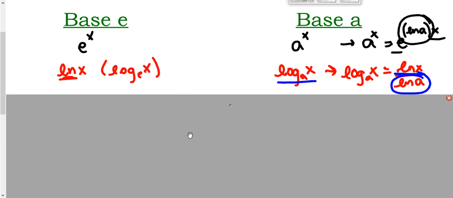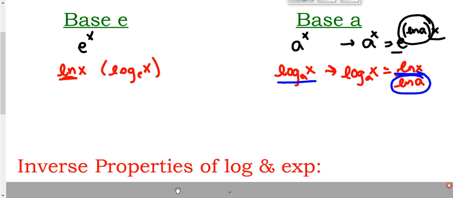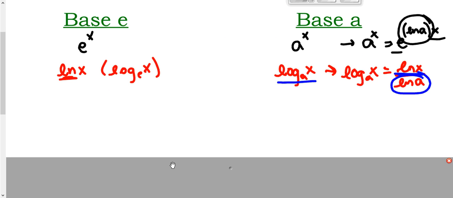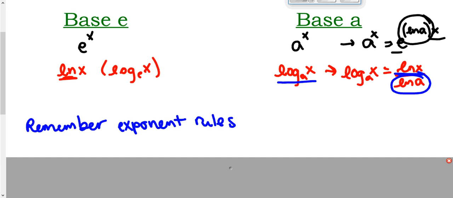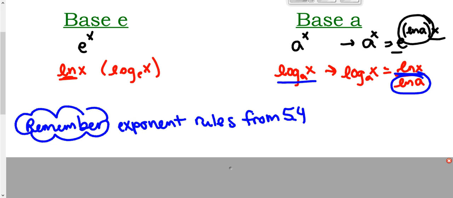So a couple things that you really need to remember. You need to remember all of our exponent rules from 5.4. So we're going to be using those. So you need to remember all of that.